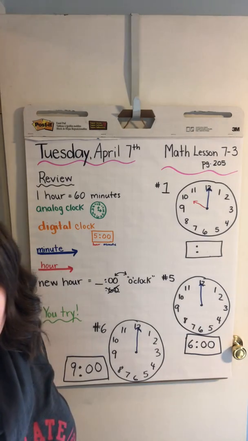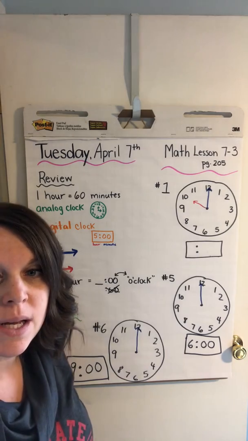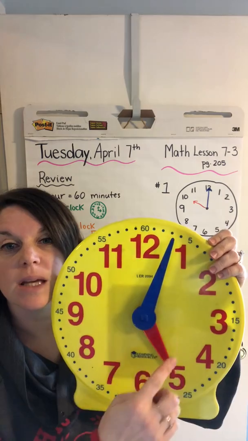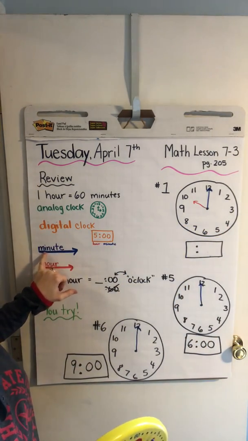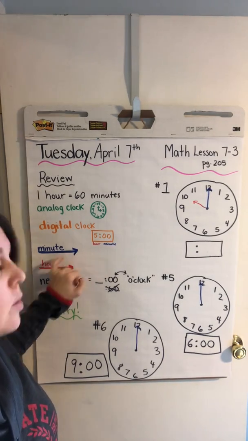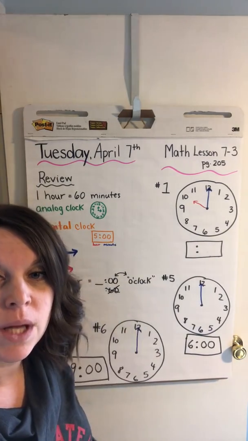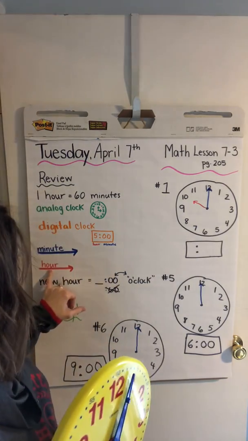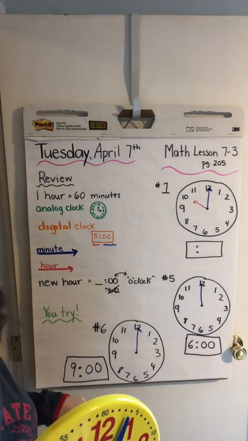All right, and then yesterday I gave you some hints, some clues to help you hopefully remember which hand's the minute hand and which hand's the hour hand. I said that the word minute is a longer word. It has 6 letters. So the word minute being long is a clue that the long hand is the minute hand. And then the word hour is a shorter word, so we can remember that the short hand is the hour hand.